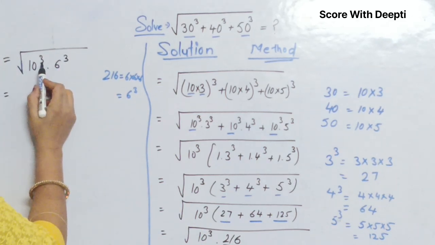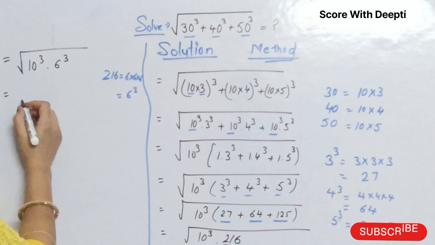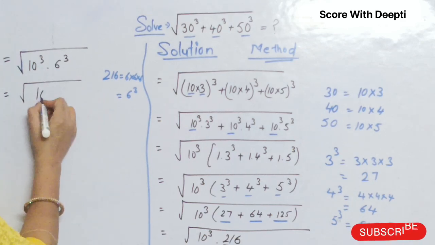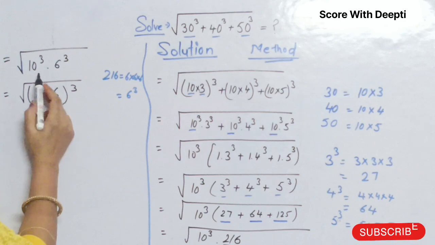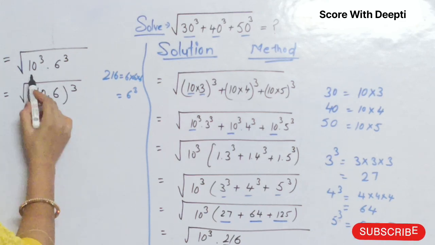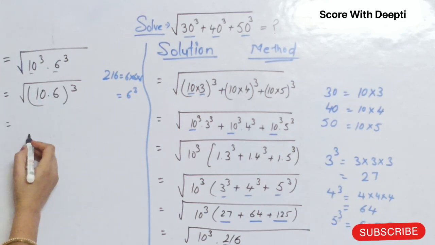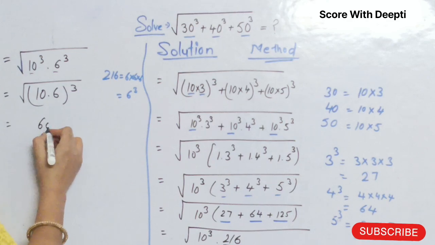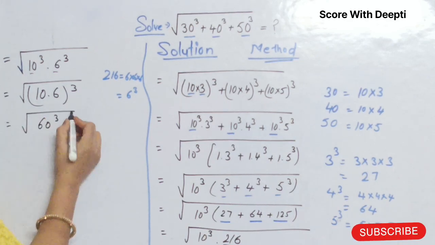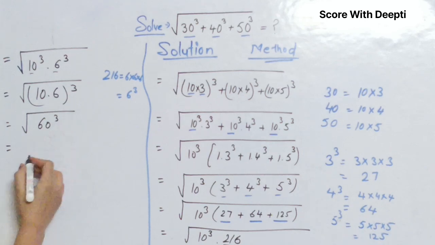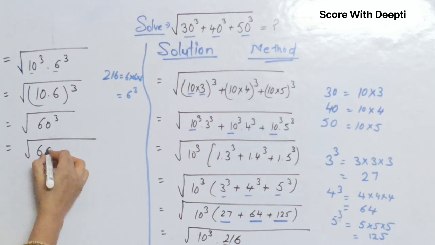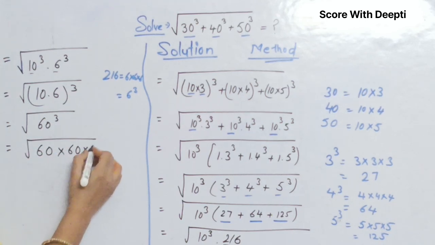Now there is the same exponent. Now we will write 10 into 6 whole cube. We take in one bracket both these terms. Next, multiply 10 and 6 are 60 cube, which is in square root. Next, 60 cube means we will write 60 three times.